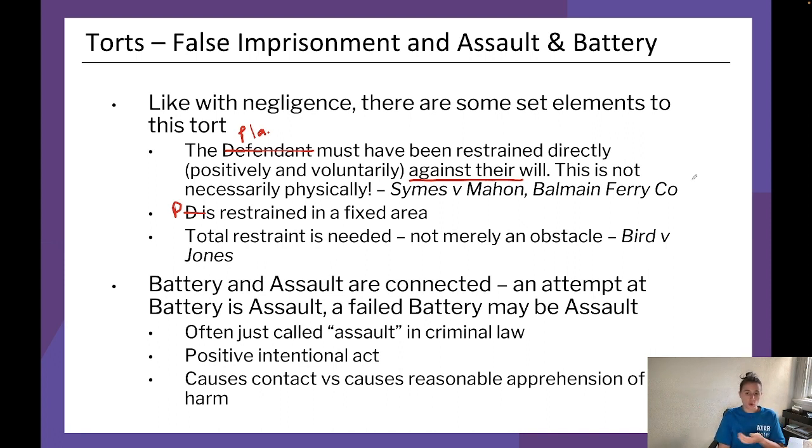The other thing is total restraint is needed, either psychologically or physically. Someone standing in your way on a road when they could just walk around you is not false imprisonment. Unless, as I said, there's that threat involved.